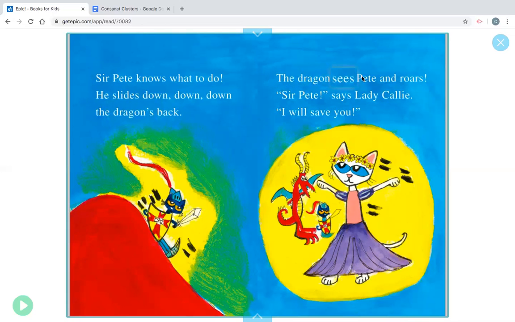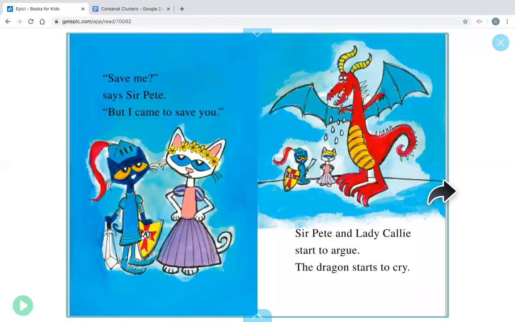The dragon sees Pete and roars. Sir Pete, says Lady Callie, I will save you. And there is dragon again. That's our seventh one. Save me, says Sir Pete, but I came to save you. Sir Pete and Lady Callie start to argue. The dragon starts to cry.